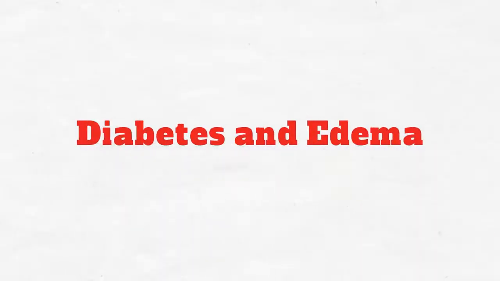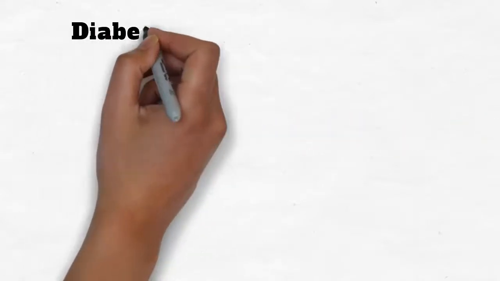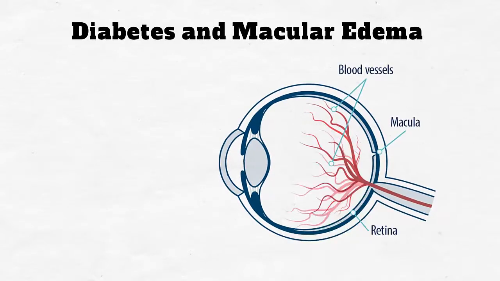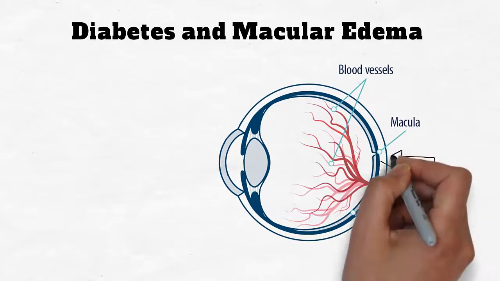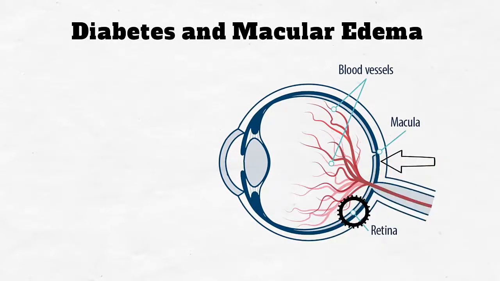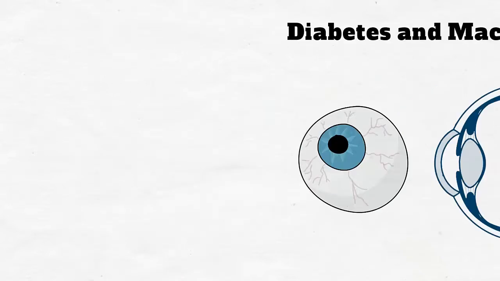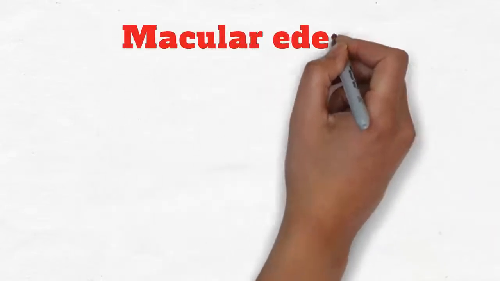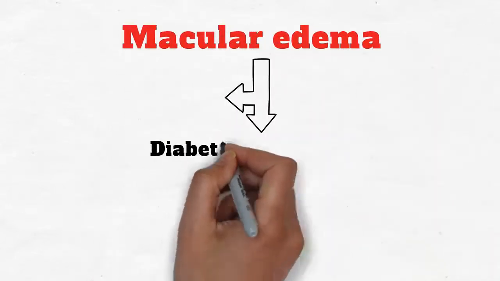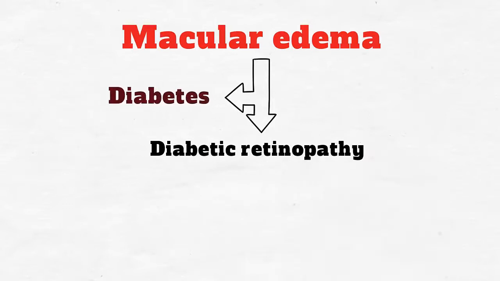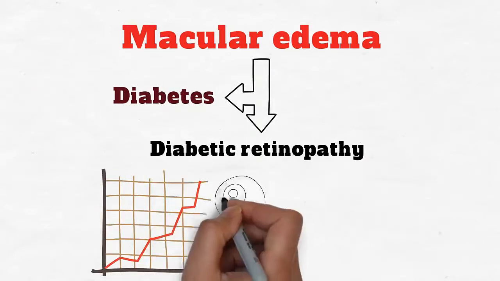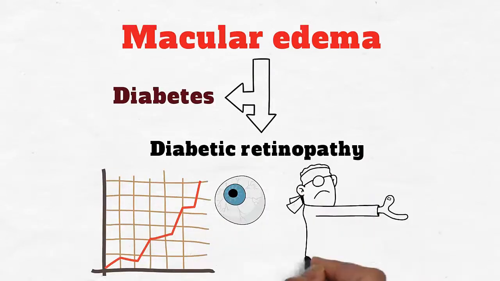Diabetes and edema. Diabetes and macular edema. Macular edema is a condition in which the macular tissue area near the center of the retina gets filled with fluid. This area is mainly responsible for vision. Macular edema caused from diabetic retinopathy is a complication of diabetes. The vision loss can progress, leading to eventual blindness.